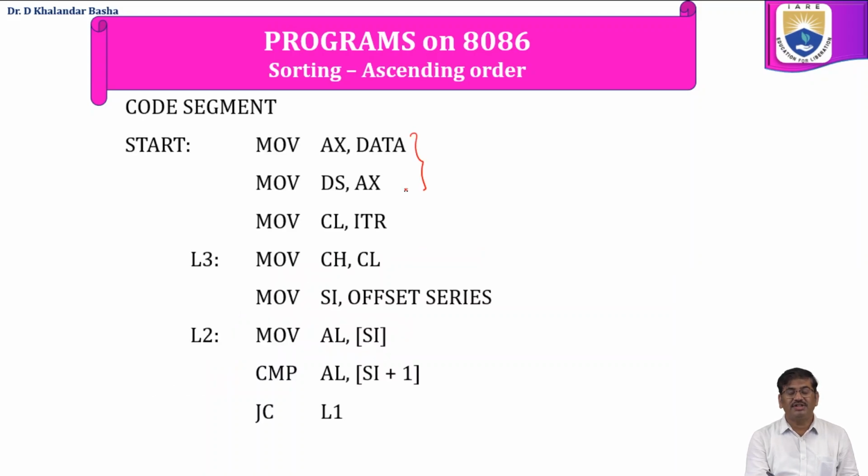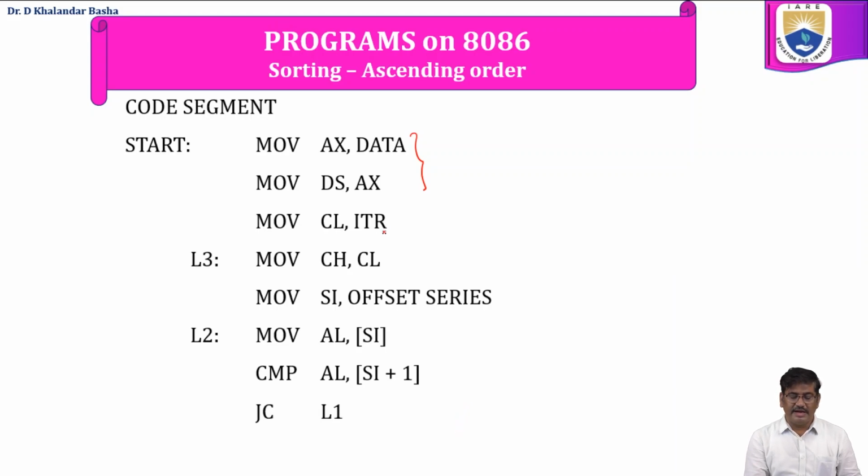The first 2 instructions fetch the address of the data segment and move it indirectly into the data segment register, as immediate data loading into the data segment register is not allowed. So first we move the data segment address into the AX register, and from the AX register to the data segment register.